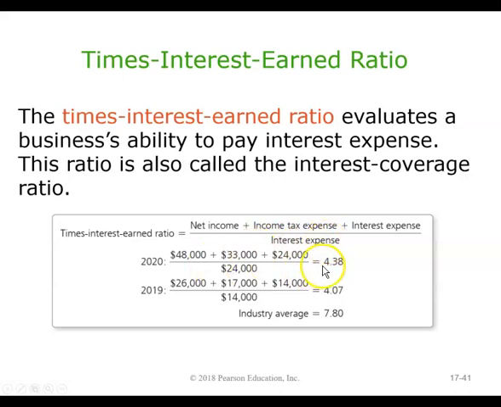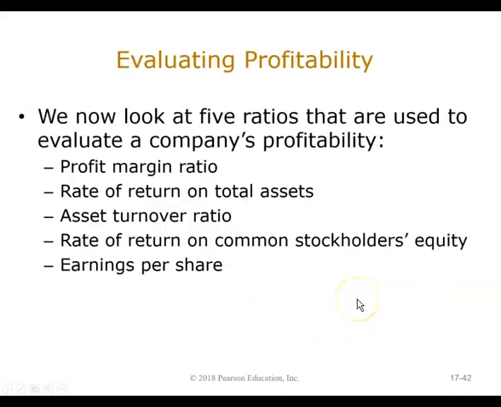And so in 2020, we could pay our interest approximately 4.38 times before we ran out of money. Of course, we only need to pay it once, but the higher the number, the better we're able to pay it, so that's a good thing. And then 2019 is 4.07, so we've actually improved it a little bit, but we're still not as good as the industry average. They could actually cover their interest expense 7.80 times.